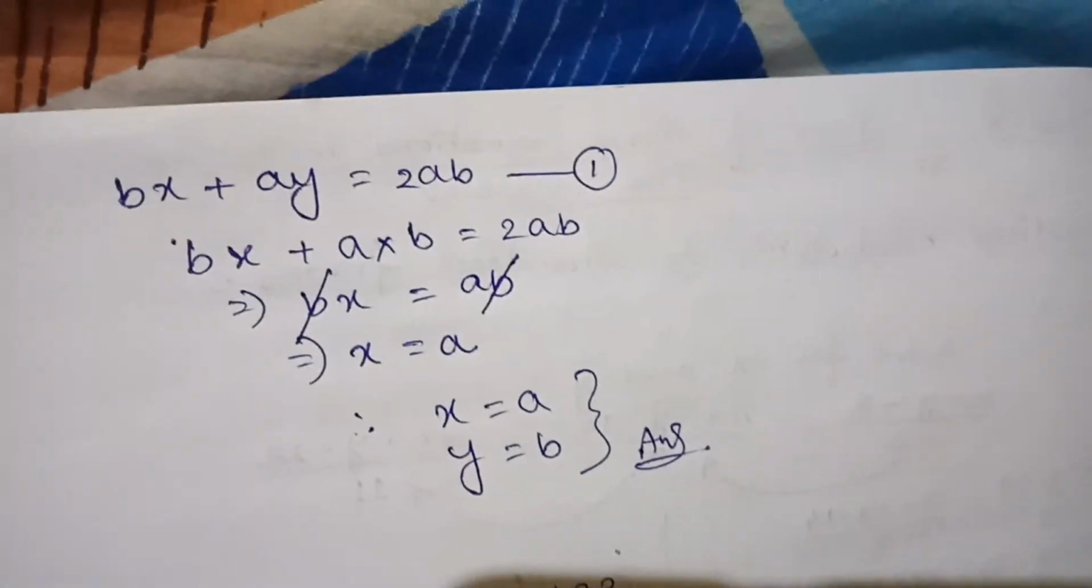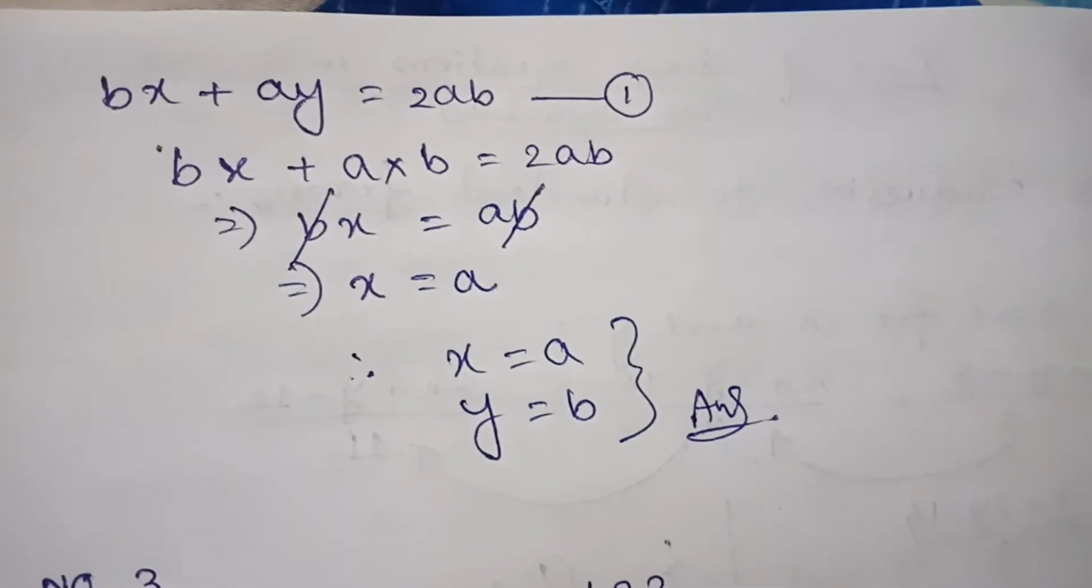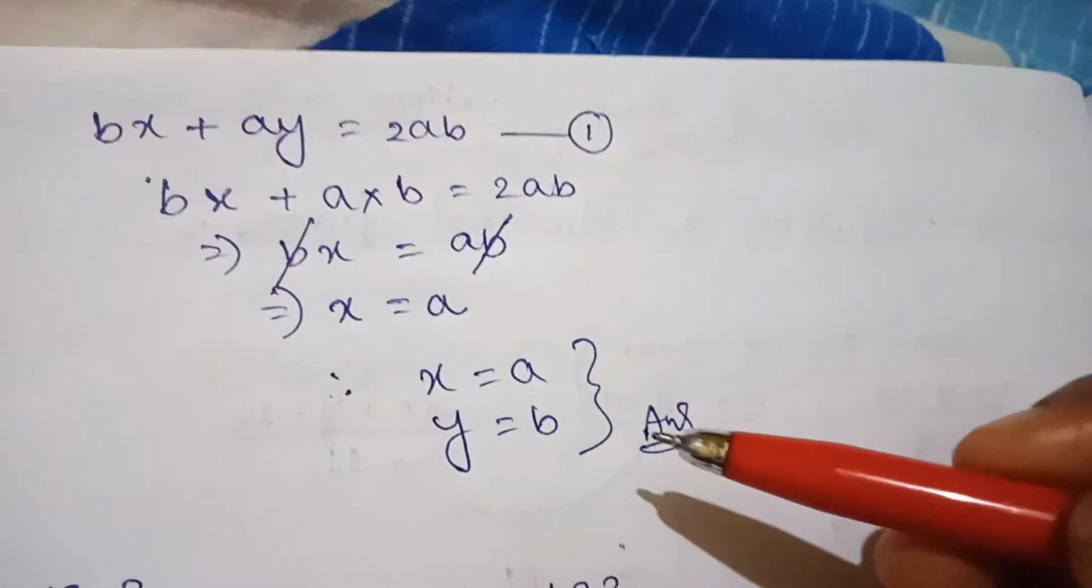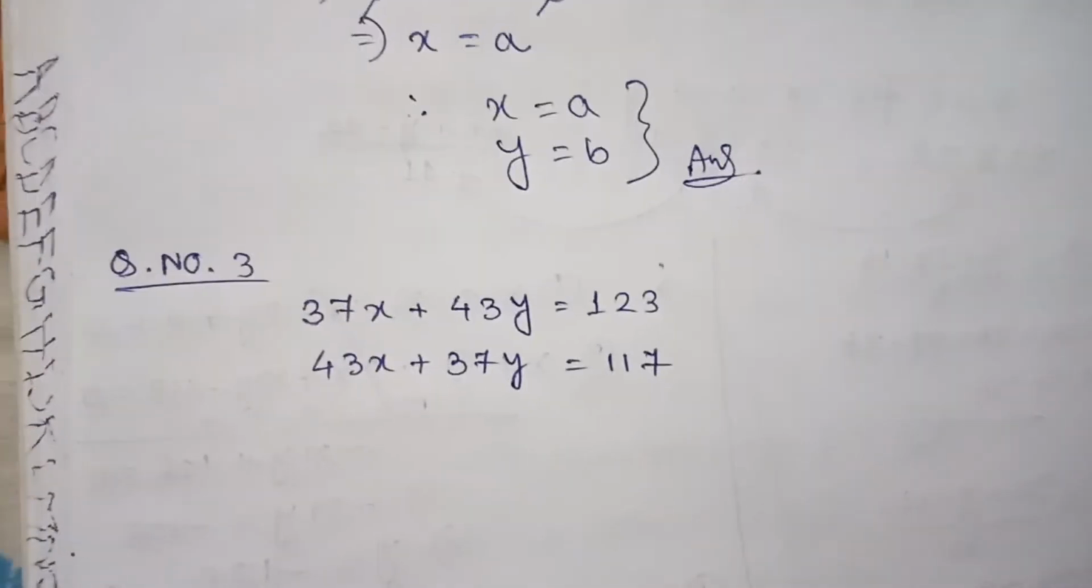This is a very simple question, it was just with AB, that's why I have chosen it. So I think you have understood the process. Let's go to the next question.